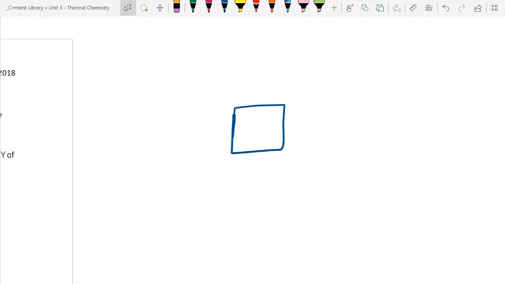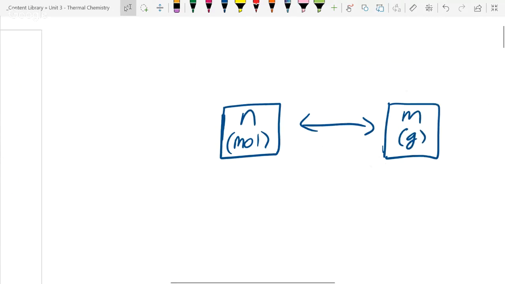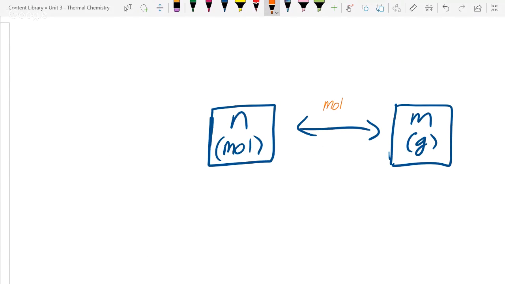If I know how many moles of something I have, what letter do I use to symbolize that? N. N for number of moles. If I know that, what are some things I can figure out? I could definitely figure out mass. What letter do we use to symbolize mass? And we measure that most typically in grams. And I can go back and forth between these. What's the only information I need to do that? I need to know the molar mass. Where do I find that? Just on the periodic table.